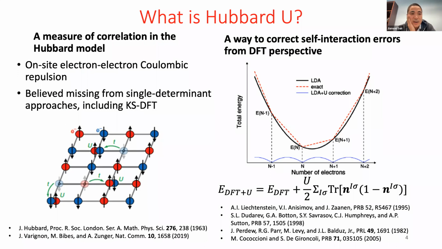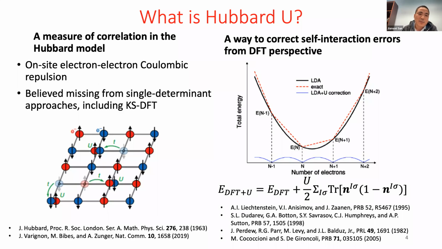Of course, the Hubbard U in condensed matter physics is well defined and understood. It is a measure of correlation in the Hubbard model, measuring on-site electron Coulombic repulsion, and is usually believed to be missing from single-determinant approaches, including Kohn-Sham density functional theory. But in DFT, we also view this Hubbard U in a different way: we say that it is a way to correct self-interaction errors.